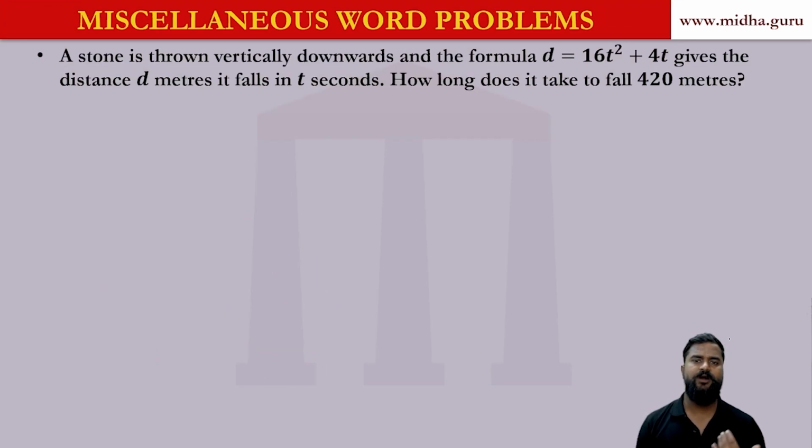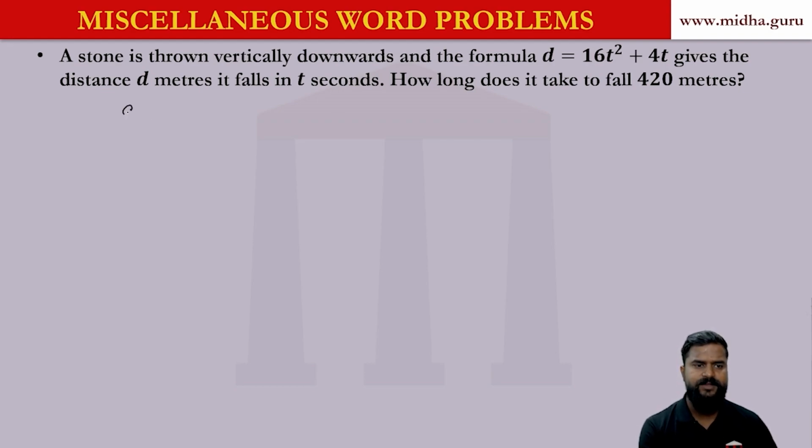Now that you have understood how to form equations based off of miscellaneous word problems, let's try and solve a few examples. First one says a stone is thrown directly downwards and the formula d is equal to 16t square plus 4t gives the distance d meters it falls in t seconds. So this relation is between d and t, where d is the distance and t is the time taken. So how long does it take to fall?